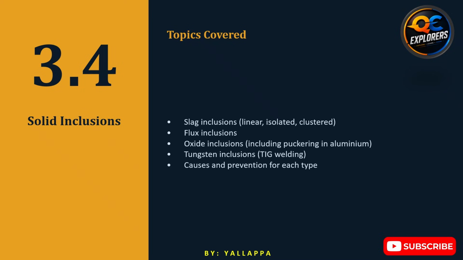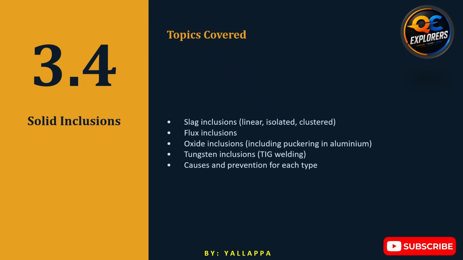Slag and flux inclusions are associated with welding processes that use flux. Oxide inclusions are associated with oxidation or oxide films entering the weld pool. Tungsten inclusions are particularly associated with TIG welding. Radiographic interpretation is important here because different inclusions can have distinctive appearances. Slag is generally irregular and dark. Tungsten, because of its much higher density compared with steel, can appear as a bright indication on a radiograph.